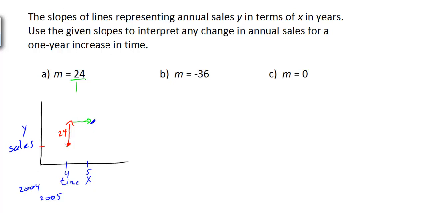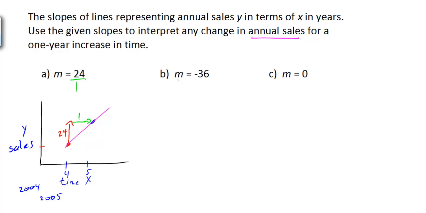Well, clearly, if we look at the line here, what's happening to our sales? It says use the given slope to interpret any change in our annual sales for a 1-year increase in time. So we increase the time here, that's our horizontal, 1 year. So if we do that, we're going to go up 24 in sales. So what that means with a slope of 24, in this 1-year period, our sales are going to increase 24 units per year.